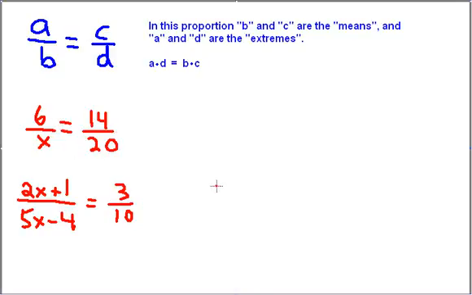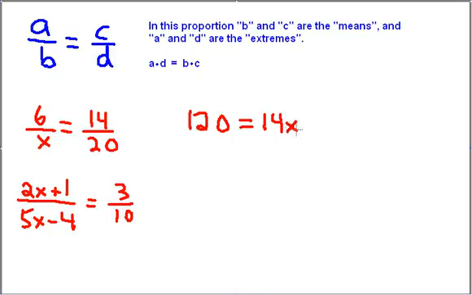What is x? Well, we recognize that this is a proportion, so we're going to use our cross multiplication here. Our product of our means is going to equal the product of the extremes. So 6 times 20 is 120, and we know that that's going to be equal to x times 14, which is the same thing as 14 times x.